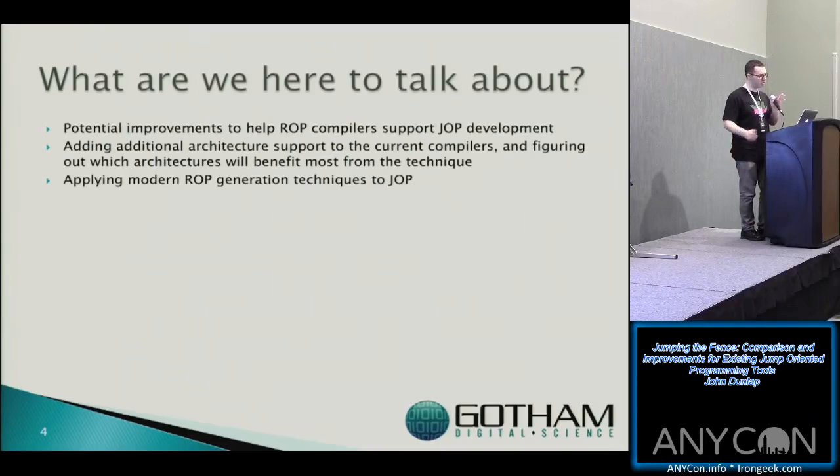So today we're going to talk about potential improvements to existing ROP compilers to support jump-oriented programming development, how we can add more architecture support for current compilers and what they support, and what architectures we really want JOP on, right? And we're going to apply some of the most modern, cutting-edge ROP compiler ideas to jump-oriented programming, or talk about how we would do that, or what the road is to that, because it's actually a really difficult technique to pull off, as much as we'd like to do it.